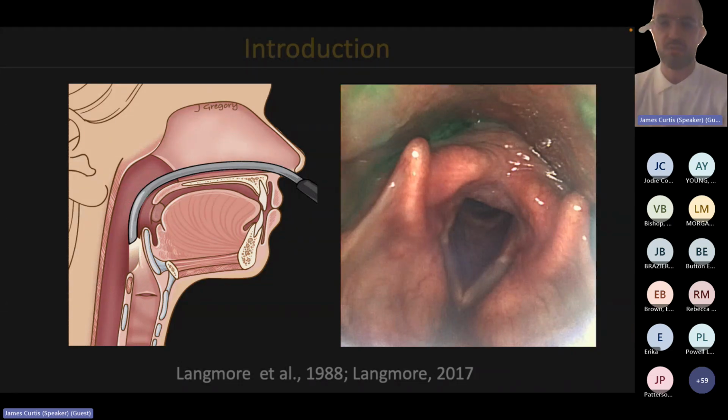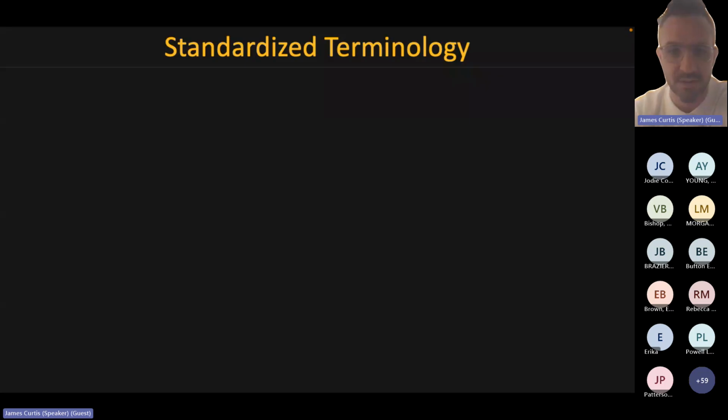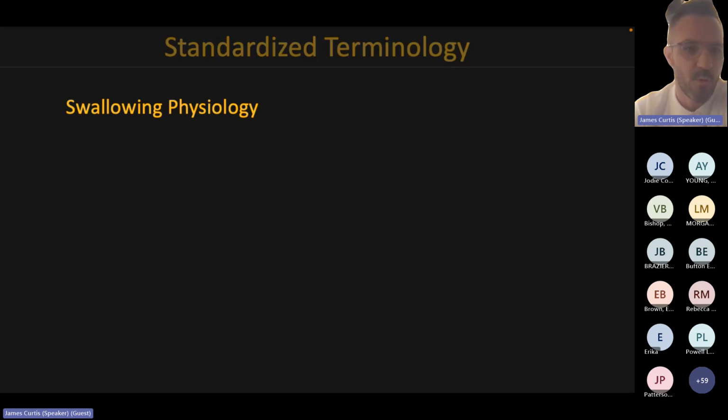Now, before I jump into the diagnostic advantages and limitations of FEES, I like to get us always on the same page regarding some standardized terminology that we can use to think about the advantages and limitations of various other instruments as well. One thing we often think about is swallowing physiology. Swallowing physiology, or rather movements in general, can be described and evaluated according to two larger types of parameters: kinematics and pressures.